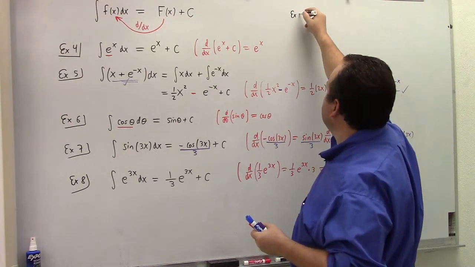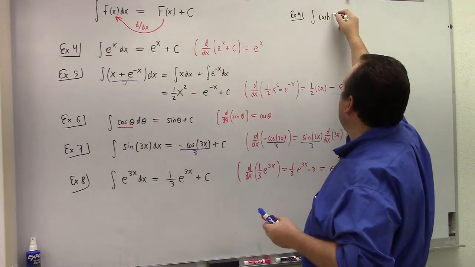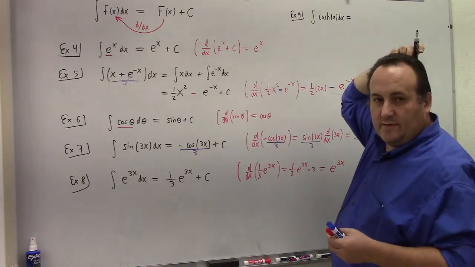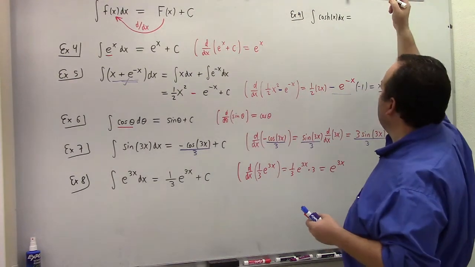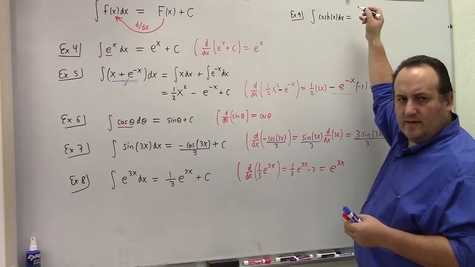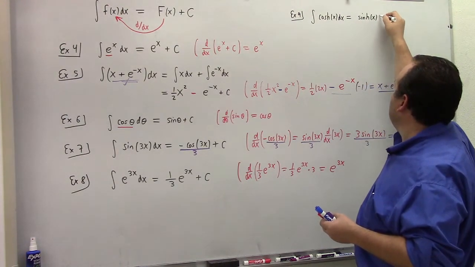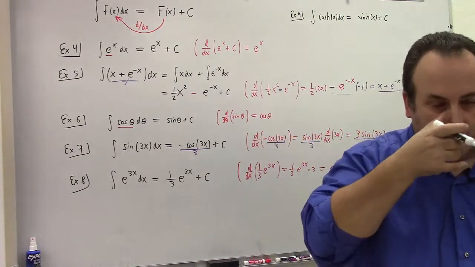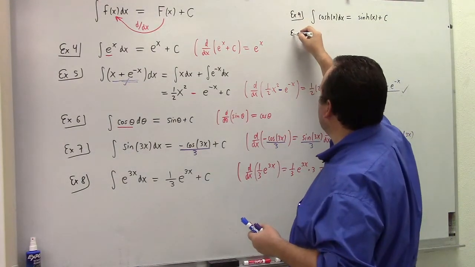Example 9, the integral of hyperbolic cosine of x dx is, well, what differentiates to hyperbolic cosine? How about, it's just sinh, right? Just hyperbolic sine. Remember, we know that the derivative of hyperbolic sine is hyperbolic cosine. You'll forgive me for not checking my work on these last couple. I'm almost out of time here.